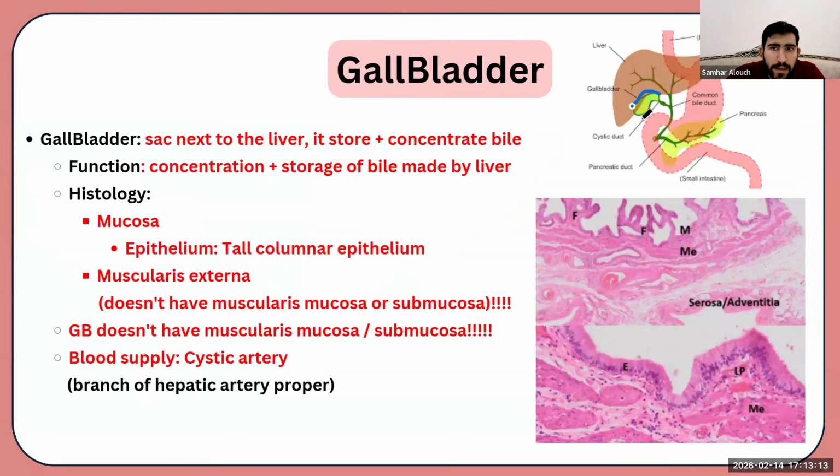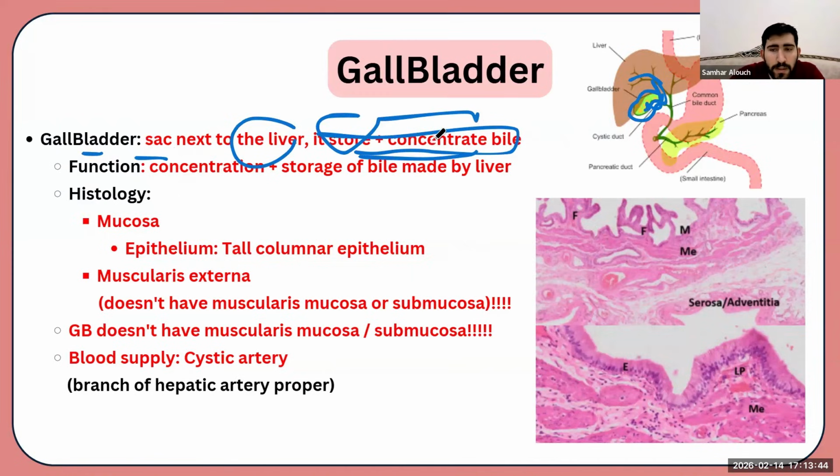Gallbladder is a sac connected to the liver. Okay? It has a function of storing and concentrating bile. So bile is fluid made by the liver that helps digesting fat. Okay? It's made by the liver. So gallbladder sac next to the liver, store and concentrate bile. Please remember this because in my year I wrote store bile without concentrate and I think they counted it wrong. So store and concentrate bile. What's the function? Concentration and storage of bile.